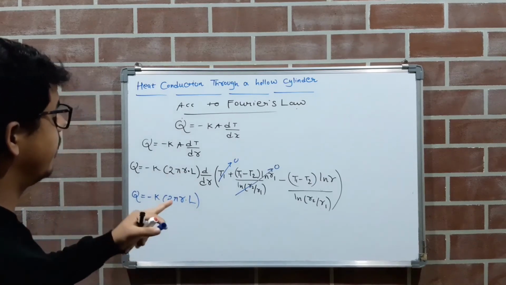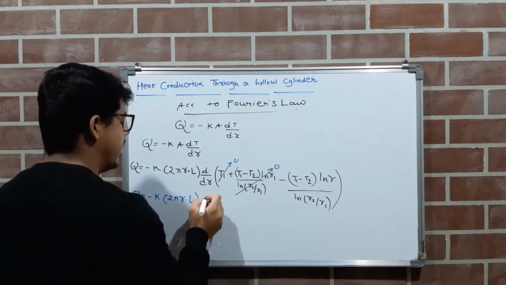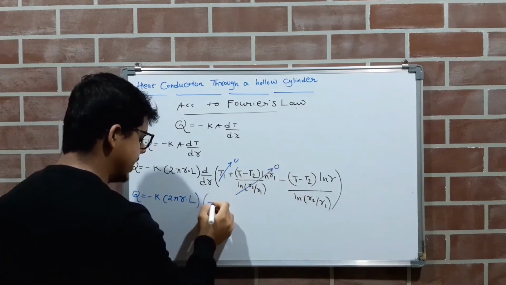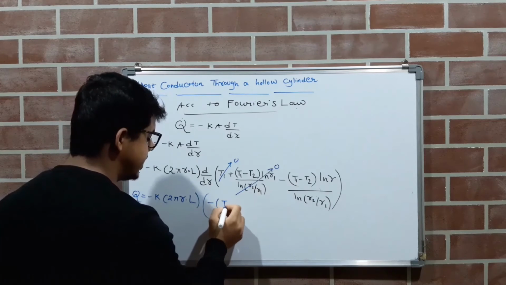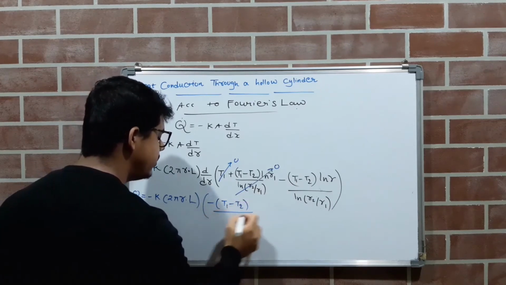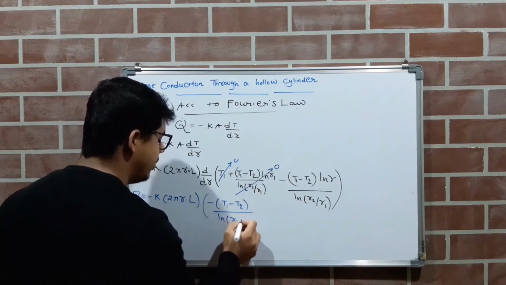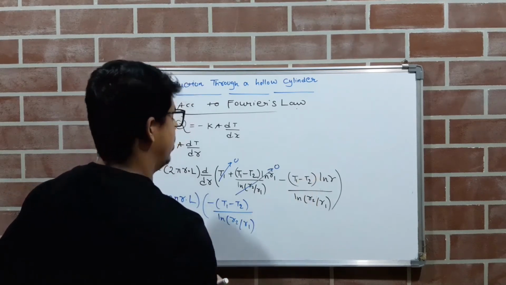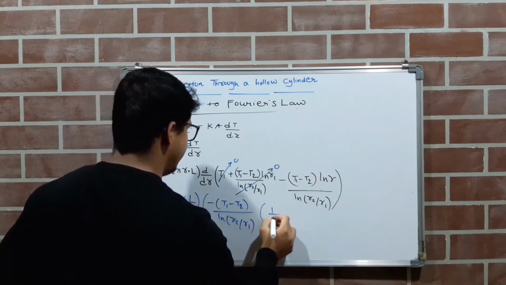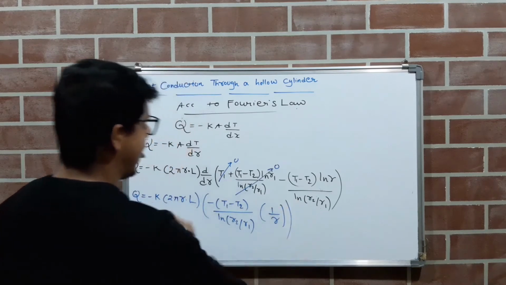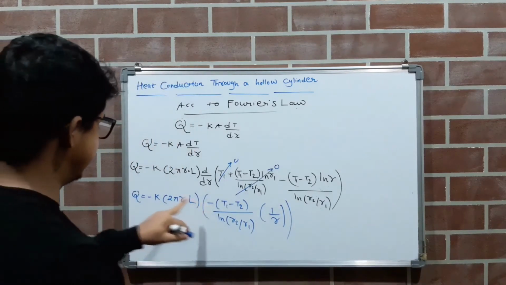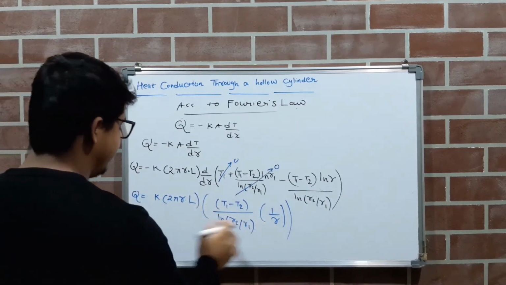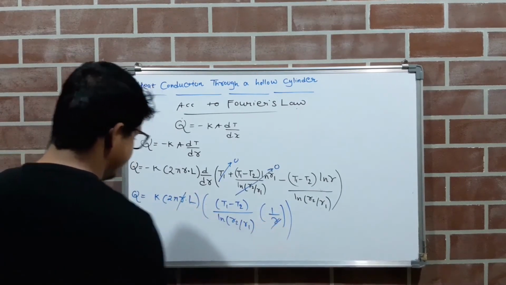r is the radius of our elemental cylinder, into differentiating this equation. So this minus as it is, and this term as it is, T1 minus T2 divided by ln of R2 upon R1, into differentiation of this log. So it will be 1 upon R. Now this minus and this minus will be plus, so I will rub this part, and this 1 upon R and this R will be cancelled.